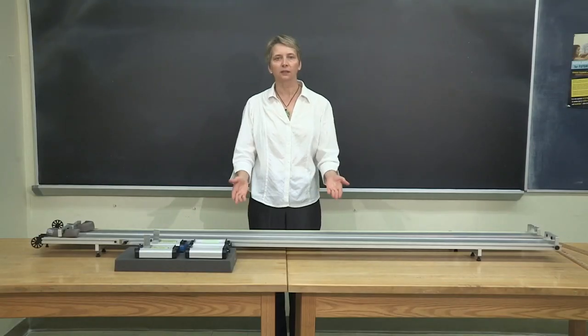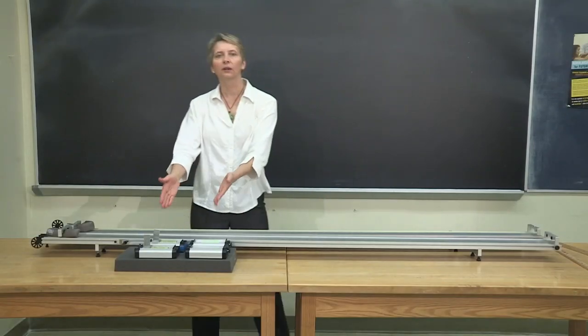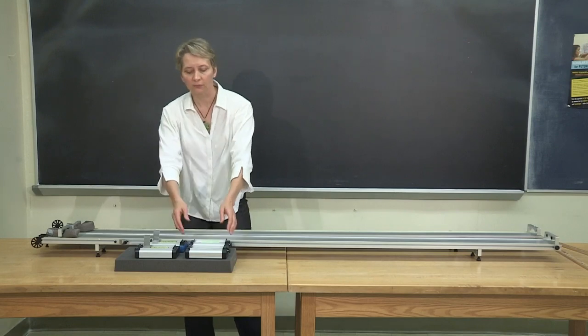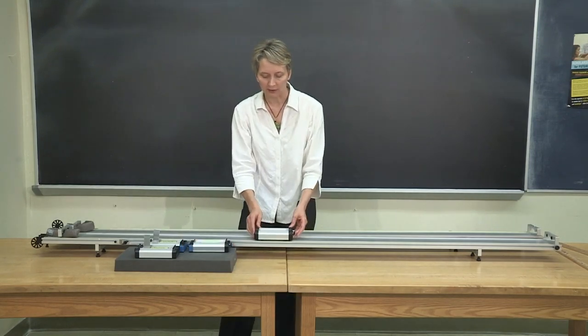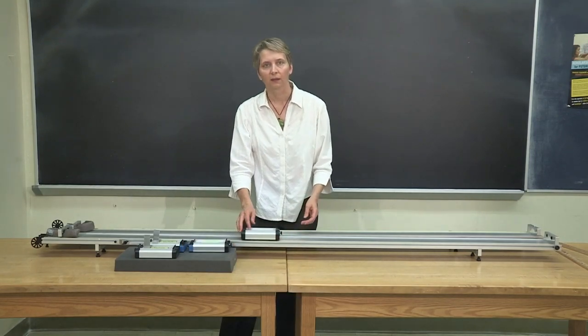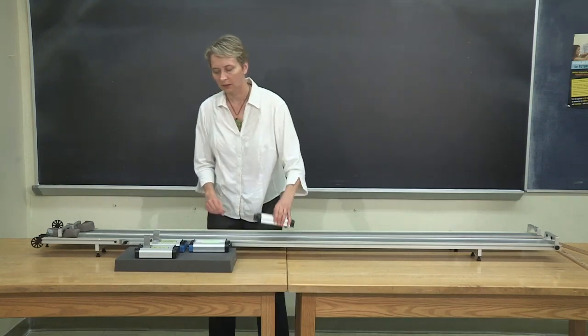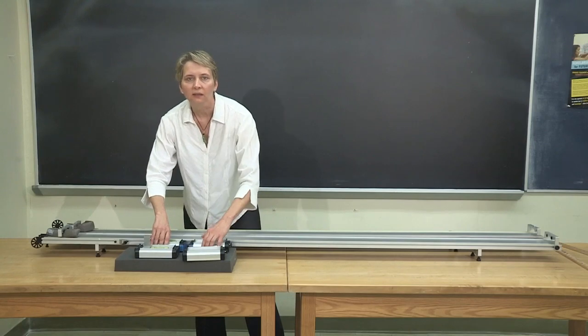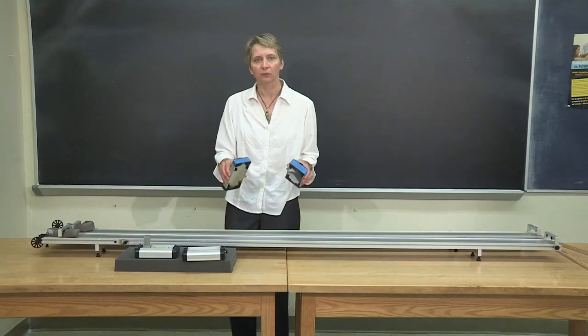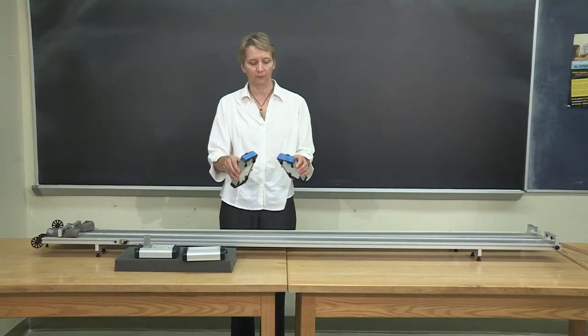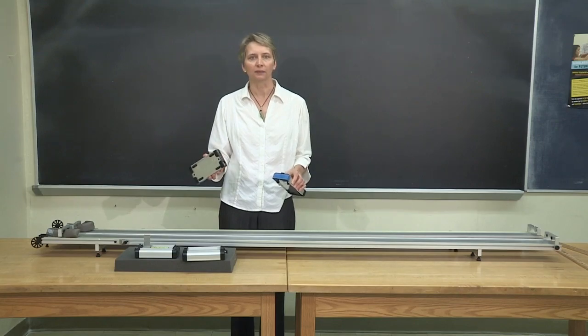Here I have two identical tracks. Here I have 4 carts that are free to roll if I place them on the track. All 4 carts have the same mass to start. One end of each cart has a magnet, which I've indicated here with blue tape. The other end has no magnet.